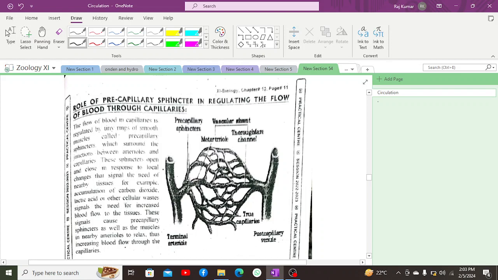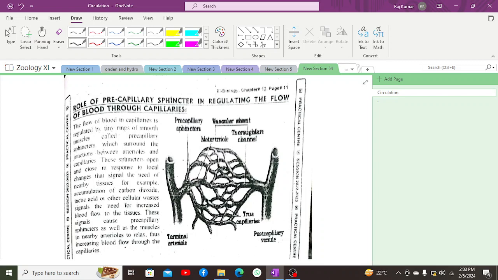Apart from which, when it comes to blood supply, the role of precapillary sphincter. When the blood enters from the arterial into the capillaries, the region in which the blood enters into the capillary is known as arteriolar capillary, and the region from where the blood goes outside is known as venular capillary. And when the blood enters from the arterioles into the arteriolar capillary, there is a sphincter known as precapillary sphincter.